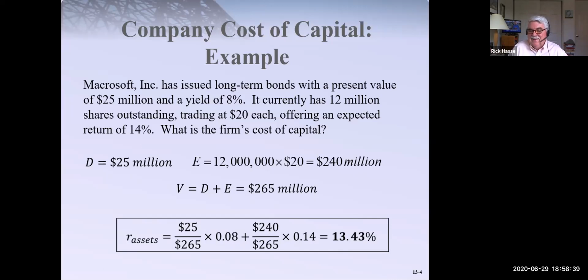13.43%. So on average, the combination of the percentage of debt in the company at market value to its cost, and the percentage of equity at market value to its cost, meaning as of today, it's costing this company on average, based on the capital structure of this business at market, almost 13.5%. That's our cost of capital. That's our discount rate. That's our opportunity cost.